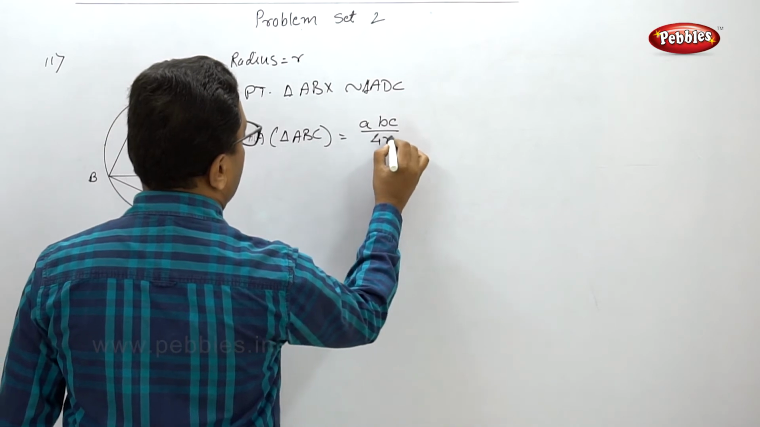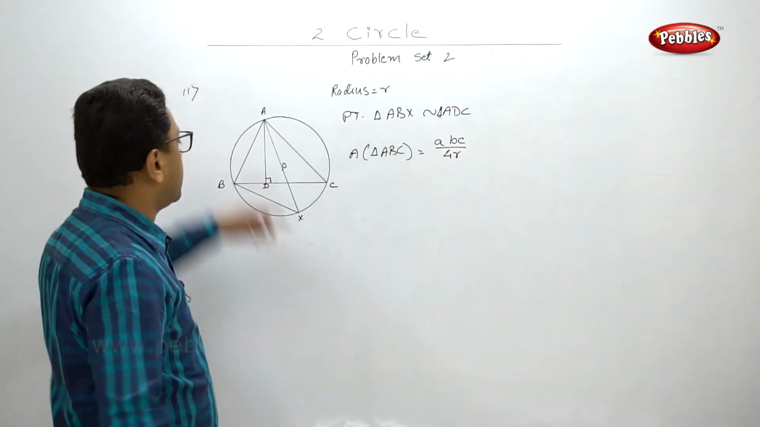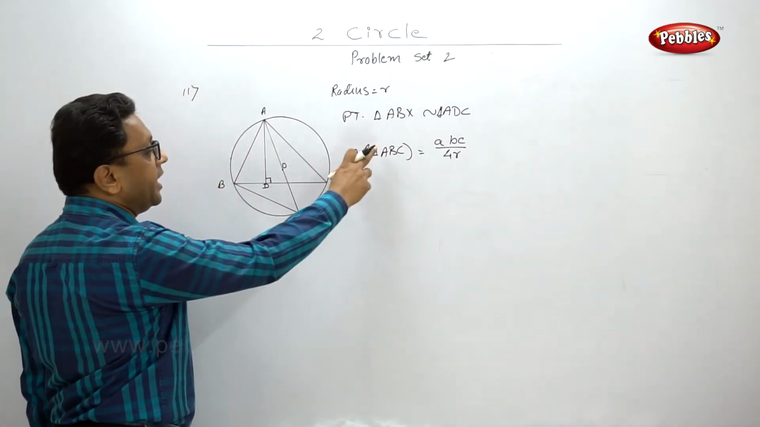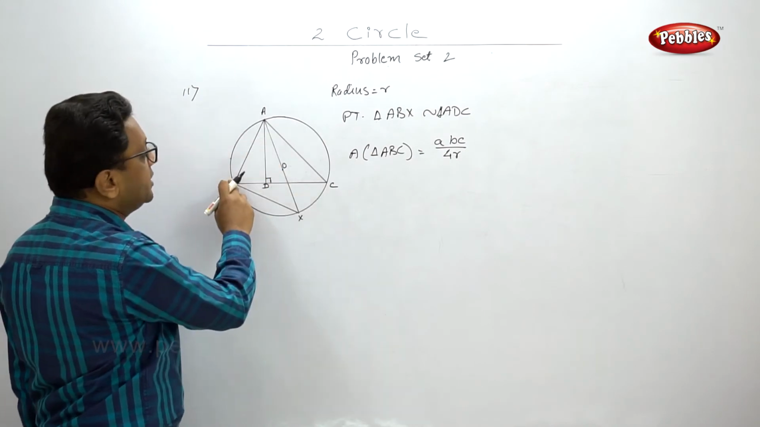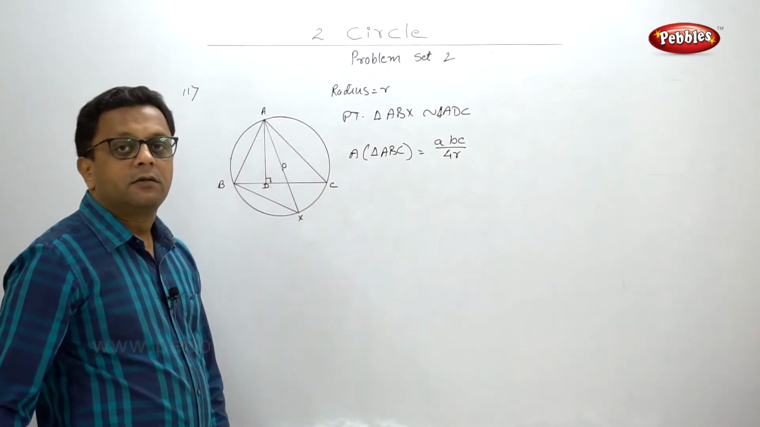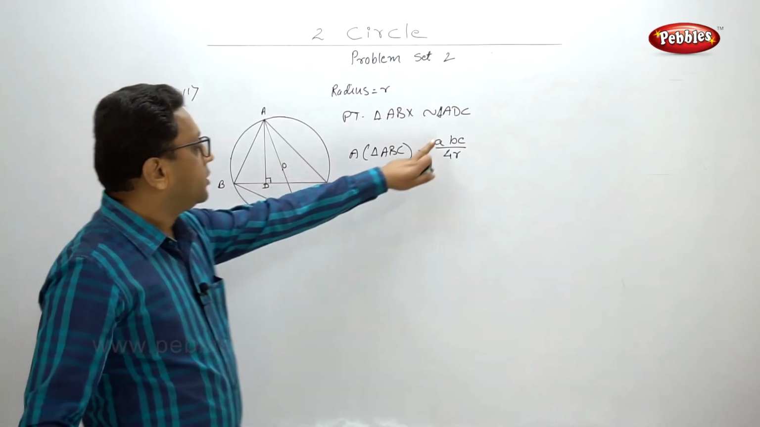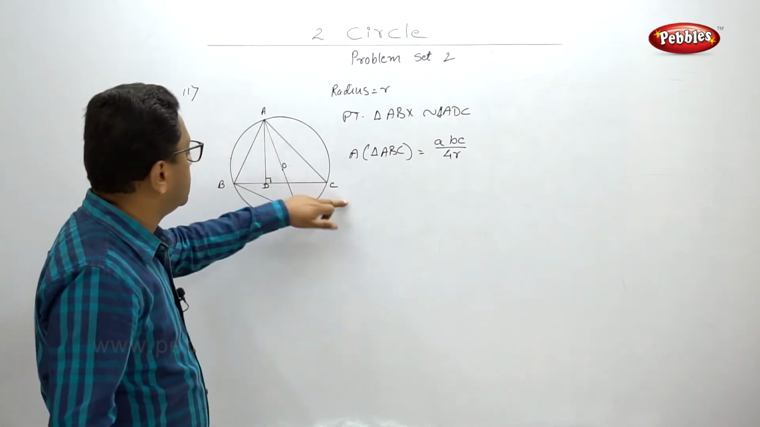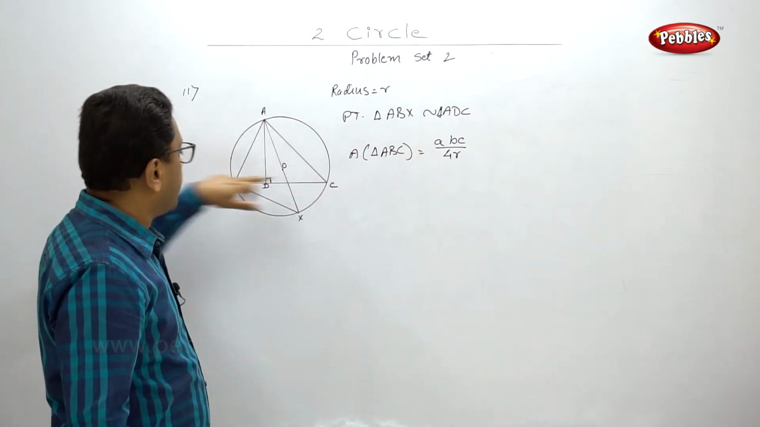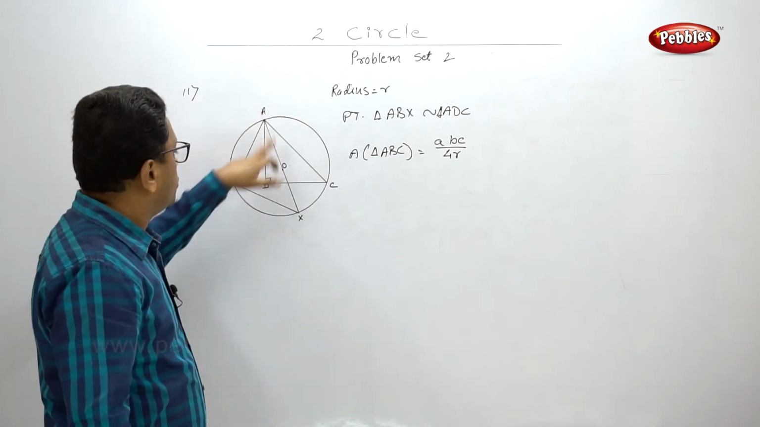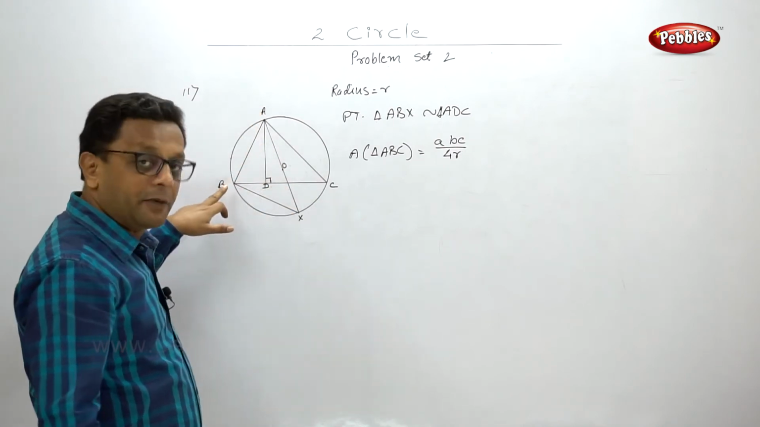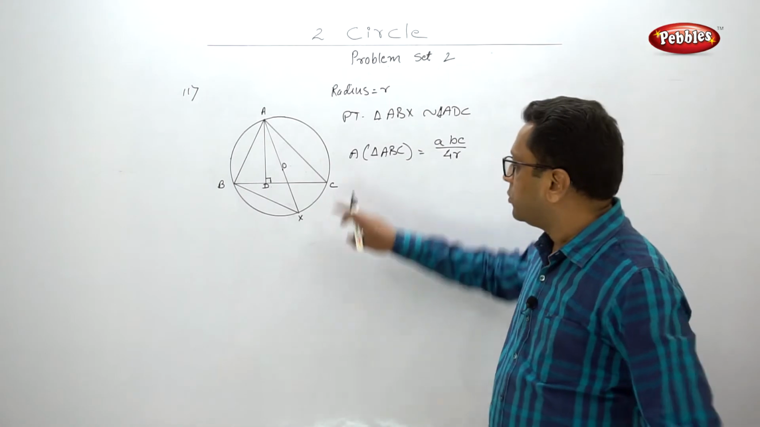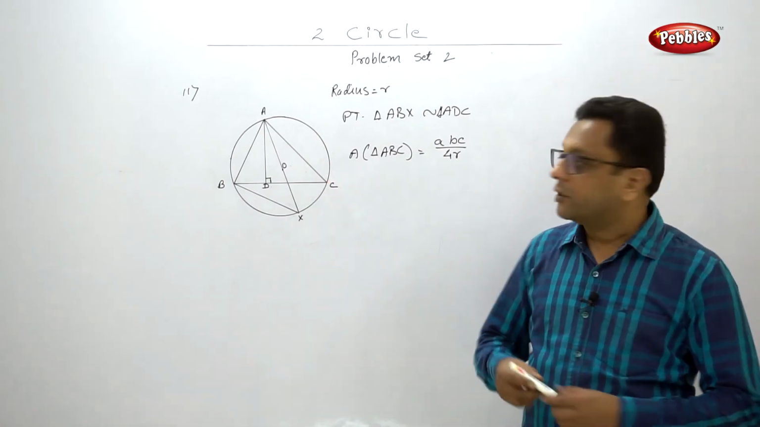ABC upon 4R, where A, B and C are the sides opposite to that angle. That means BC is a, AB is c, and AC is b. So these small a, b, c are the sides opposite to those capital angles. That is, small a is the side opposite to capital A, small b is opposite to capital B, and small c is opposite to capital C angle. These two things we have to prove.